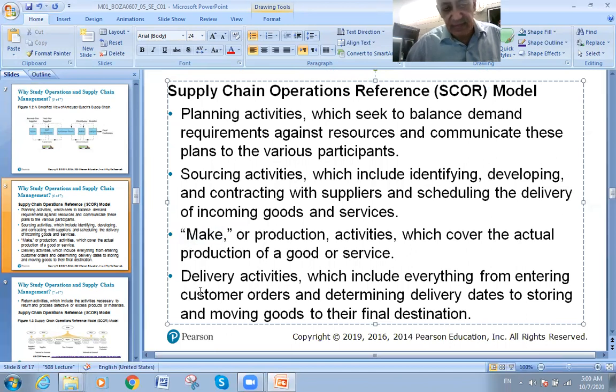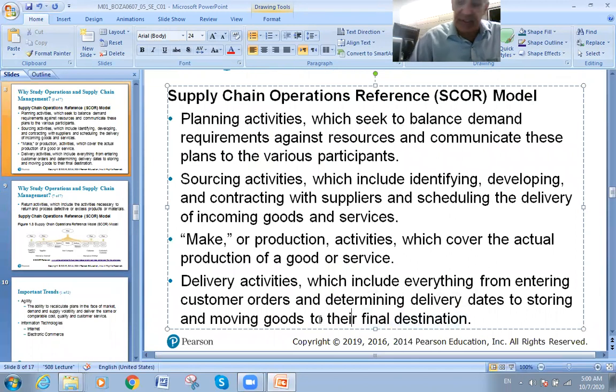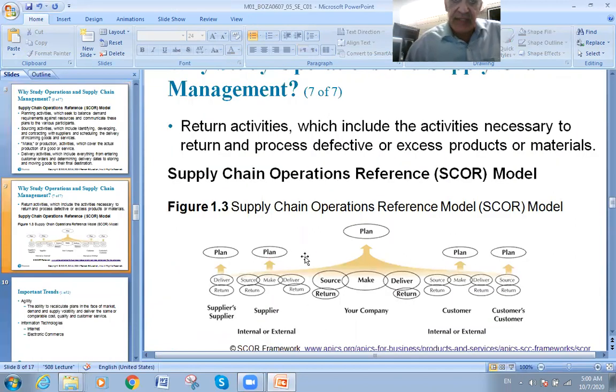Make, like manufacturing. Delivery activities, which include everything from entering customers' orders, anything that goes in the flow of the goods and services from the producer to the end consumer. It goes here at this point, to the final destination, like I told you. Let's go to the next page.